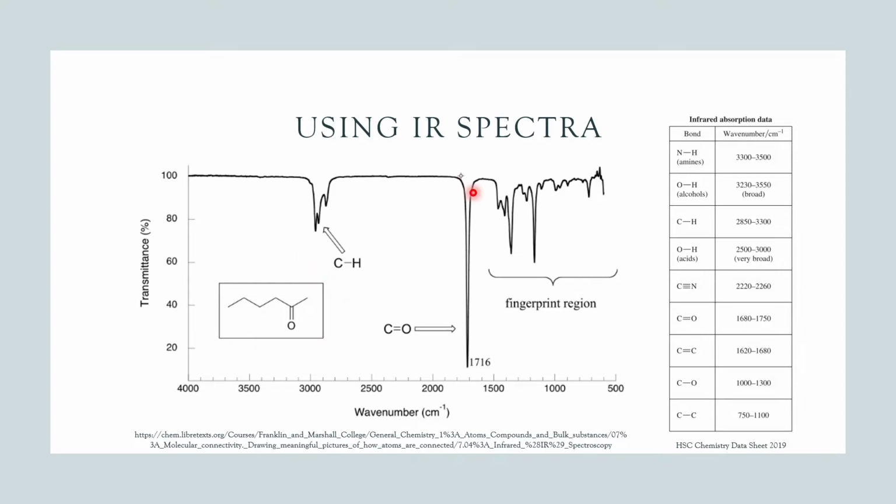We also see a trough at 1,716, which matches up quite nicely with our carbonyl group, our C double bond O, again, which is present in the molecule that this spectra was taken from.